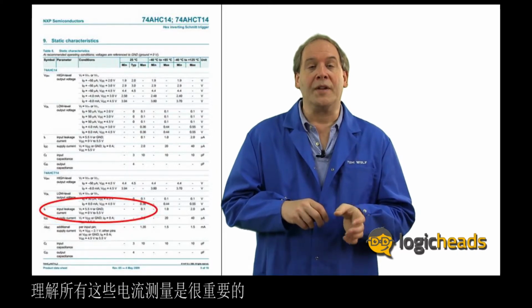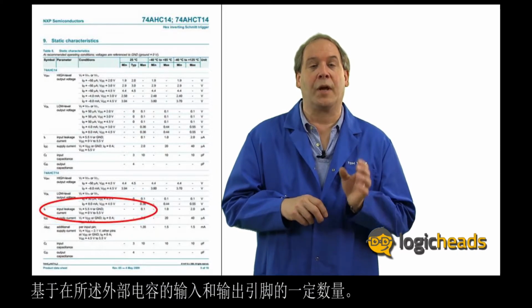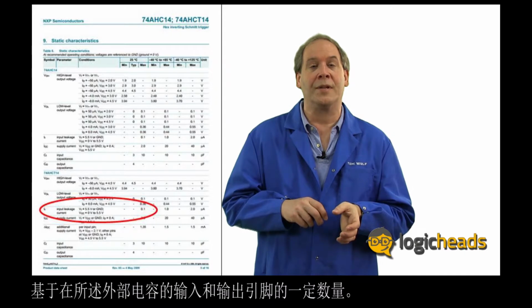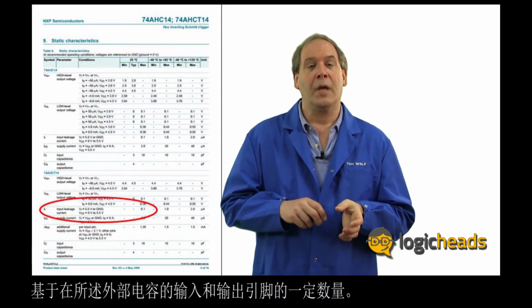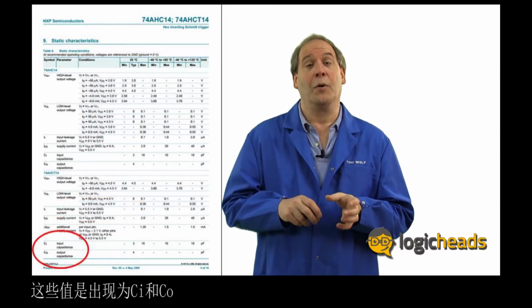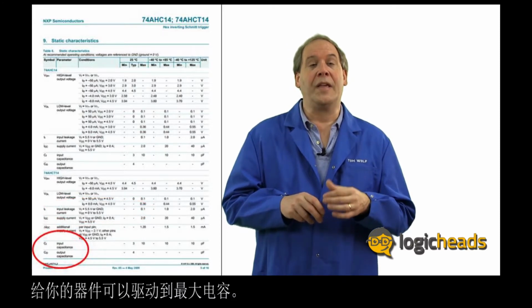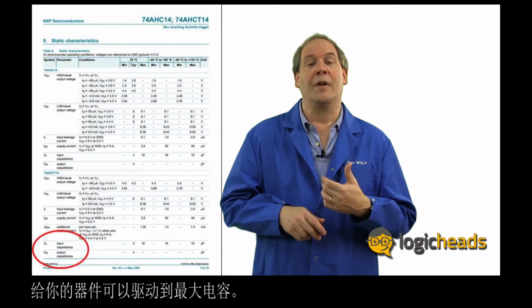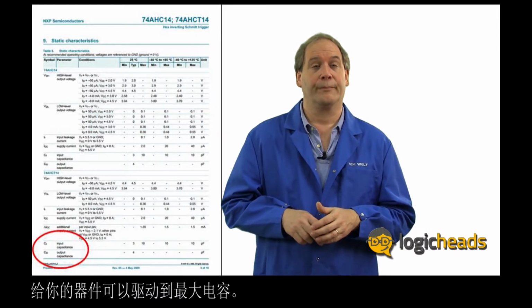It's important to realize that all of these current measurements are based on a certain amount of external capacitance at the input and output pins. These values are seen in CI, capacitance in, and CO, capacitance out. And they give you the maximum capacitance values that the device can drive into.